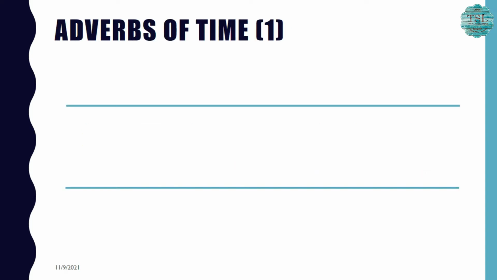So start with adverbs of time. The first one, วันนี้. วัน means day, and นี้ is the distant modifier, means this. So วันนี้ means today. The next one, เมื่อวาน.